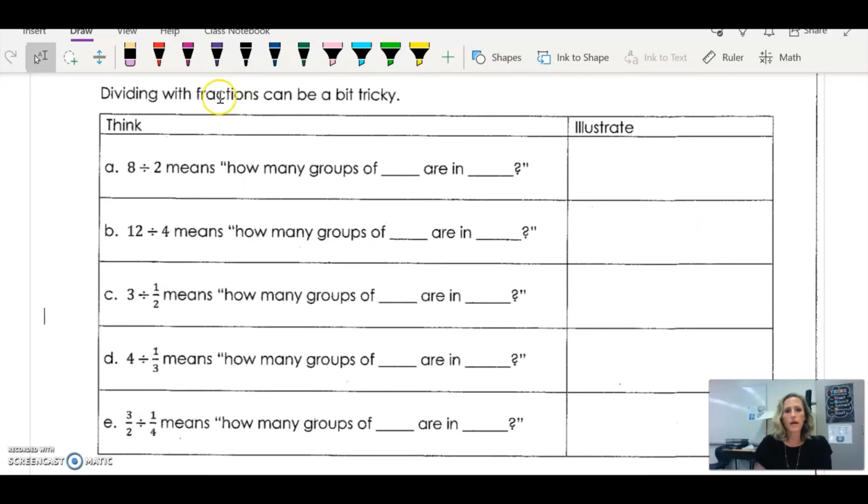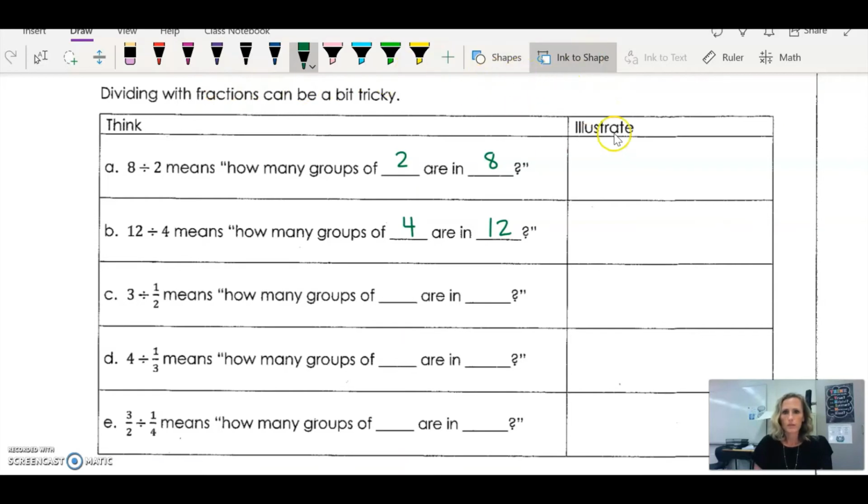When I am dividing, if I'm dividing 8 by 2, what does that really mean? 8 divided by 2 means how many groups of 2 are in 8. 12 divided by 4 means how many groups of 4 are in 12. So let's illustrate this and see what we're talking about here.